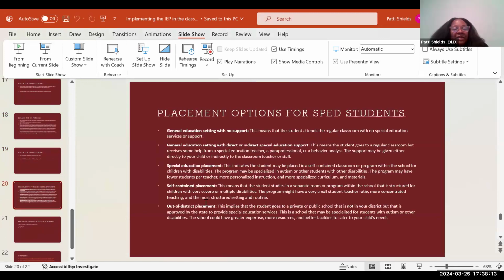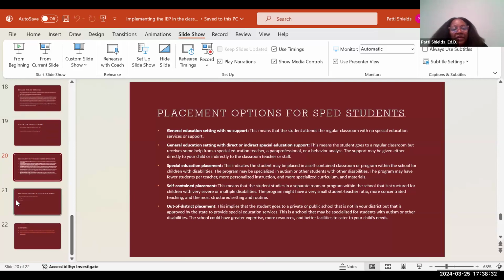And this is just placement in different places where a student with special education can be placed. General education setting with no support. General education setting with direct or indirect support, that's like in-class support. Special education resource classroom. Special education self-contained classroom, or out-of-district placement. Any questions or any concerns regarding implementing a student's IEP?